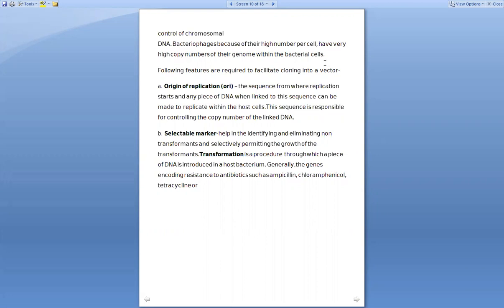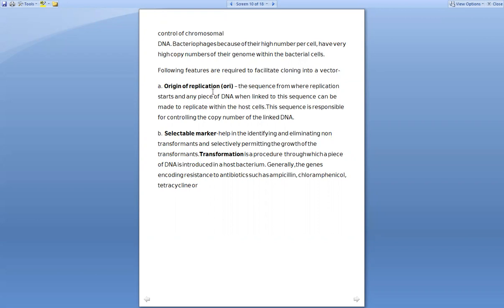So the bacteriophages have a high number, right? That means the number of bacteriophages per cell increases when replication, or duplication, takes place. So they possess a high copy number. For this reason, their genome is present within the bacterial cell, and due to this, multiple bacteriophages are produced. Now the following features are required to facilitate cloning into a vector.